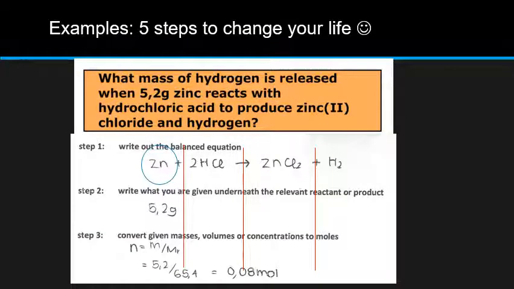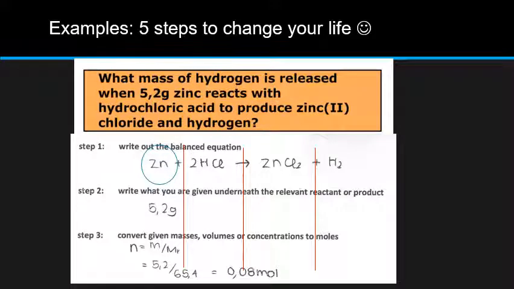Step 2 is write what you've been given underneath the relevant reactant. So what amount was given to us? 5.2 grams of zinc. So you're going to put that underneath the zinc. You're going to convert that to moles. So you should get a mole value of 0.08. So now you've gone from step 1 to step 3, and it's all under the zinc column. Guys, all under the zinc column.